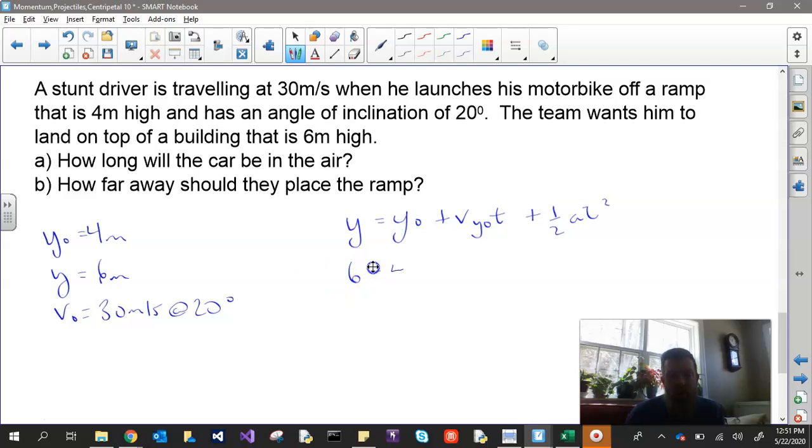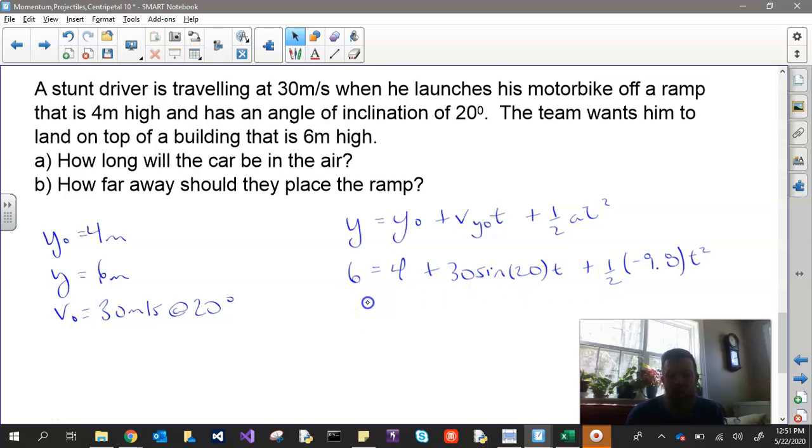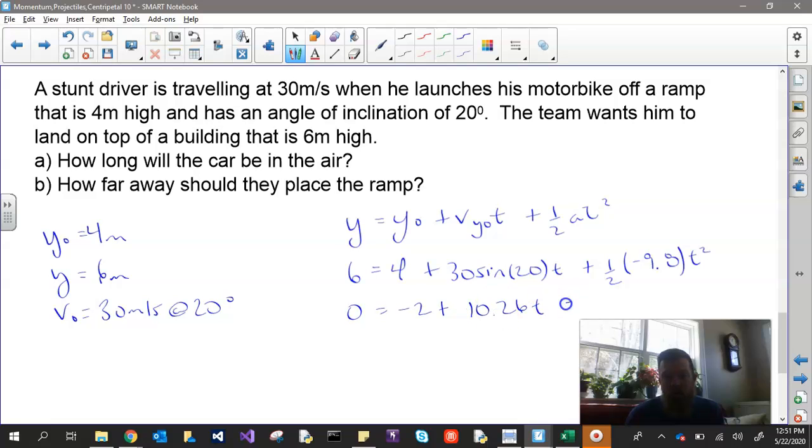So this is 6, this is 4, this is going to be 30 times the sine of 20 degrees times t plus 1/2 times 9.8 t squared. And so when I have this, I can't move terms around and cancel things out. I've got all the terms, so I'm going to have to make it into a general form. I'm going to make this side equal 0. I'm going to move the 6 over and I get negative 2 plus 10.26 t minus 4.9 t squared.